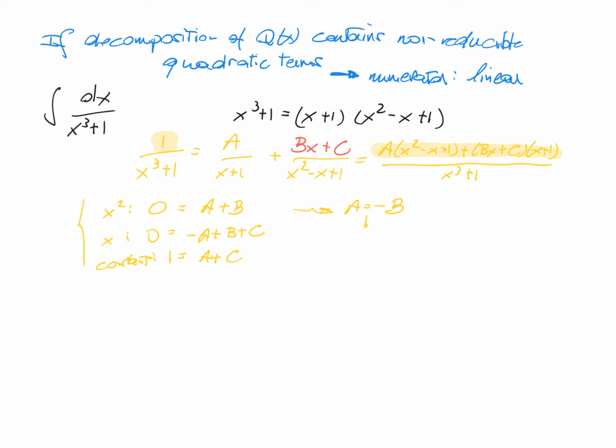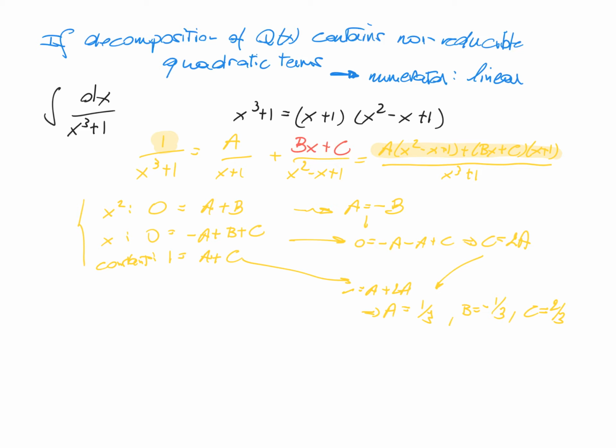If we then combine this with the second equation, we find that 0 is minus a plus c. So c is equal to 2a. And now we combine c equal to 2a with a plus c is 1. So we find that 1 is a plus 2a, or a is 1 divided by 3. If a is 1 divided by 3, b is minus 1 over 3, and c is 2 over 3.